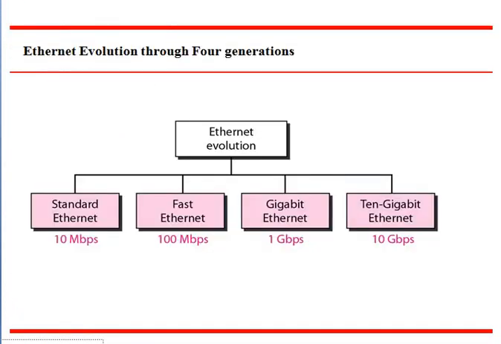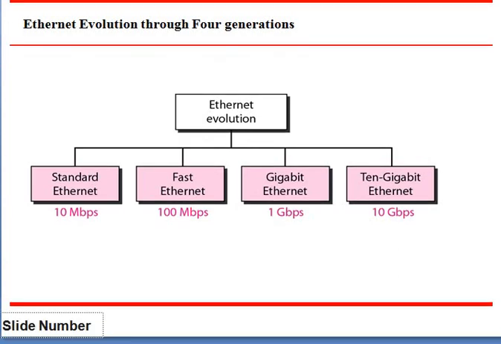Next we move on to the Ethernet evolution through 4 generations. Ethernet evolution takes place in 4 generations. The first one is standard Ethernet, the second one is fast Ethernet, the third one is gigabit Ethernet, and the fourth one is 10 gigabit Ethernet. This is how the Ethernet evolution takes place.